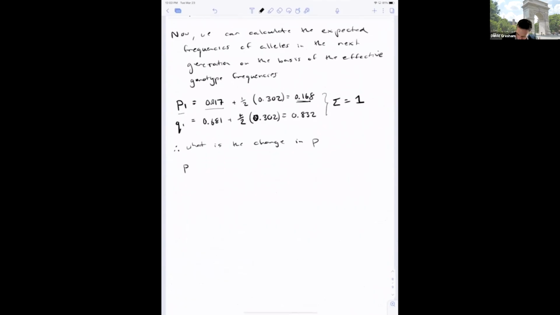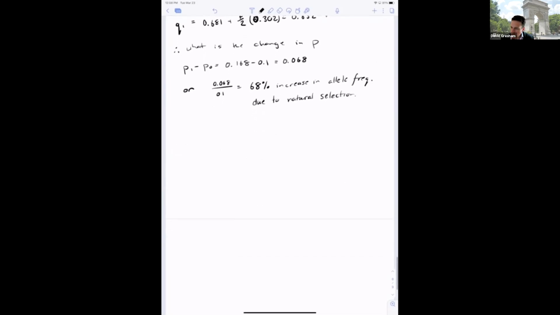And we can just say, well, that's P1 minus P0, which equals 0.168 minus 0.1, which equals 0.068. And so the allele frequency is increased by 0.068 in that one generation. Or if we wanted to talk about that as a fraction of the initial frequency, it would be 0.068 divided by 0.1, which equals a 68% increase in allele frequency in one generation due to natural selection.